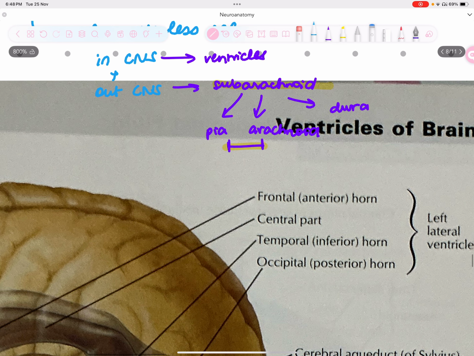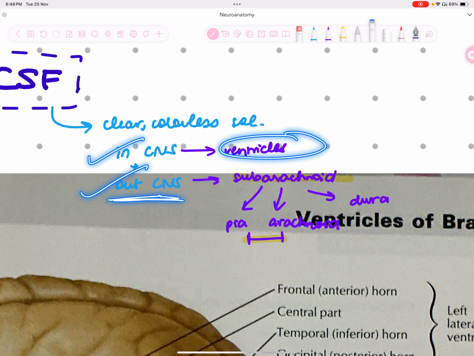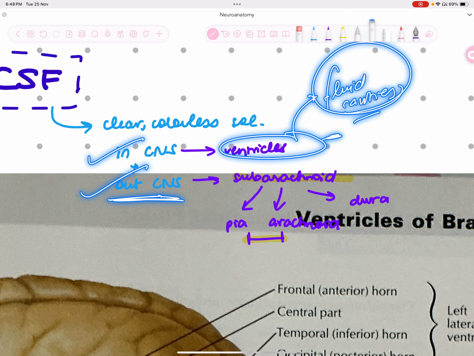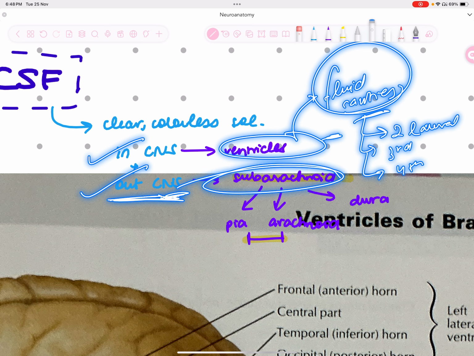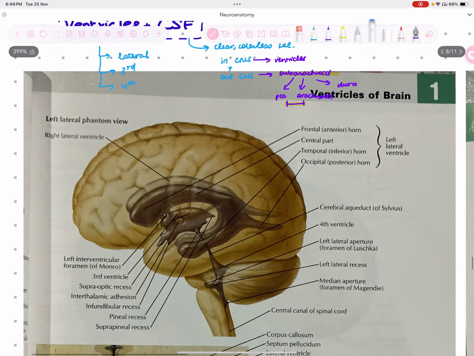So yes, coming back, we were talking about the cerebrospinal fluid. It's a clear, colorless solution which is found not only in the central nervous system but also around the central nervous system. In the central nervous system, you'll find it in ventricles. And what are ventricles? They are fluid-filled cavities located in the brain, right? I told you you have two lateral ventricles, a third ventricle, and a fourth ventricle. And around the central nervous system, you'll find the CSF in the subarachnoid space, which is the space between the pia matter and the arachnoid matter.